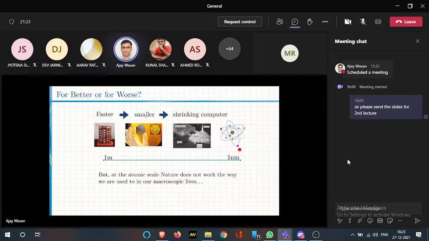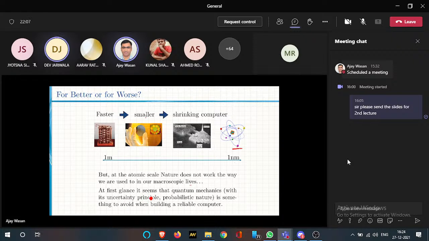At the atomic scale, when devices will be very small, nature does not work the way we are used to in our macroscopic life. I mean, right now, you people are very familiar with Newton's law, but you cannot apply Newton's law here. Now, even Ohm's law will also break. So that's why for the last 20 years, people have already started working. The moment we reach the quantum world, Ohm's law is not going to apply.